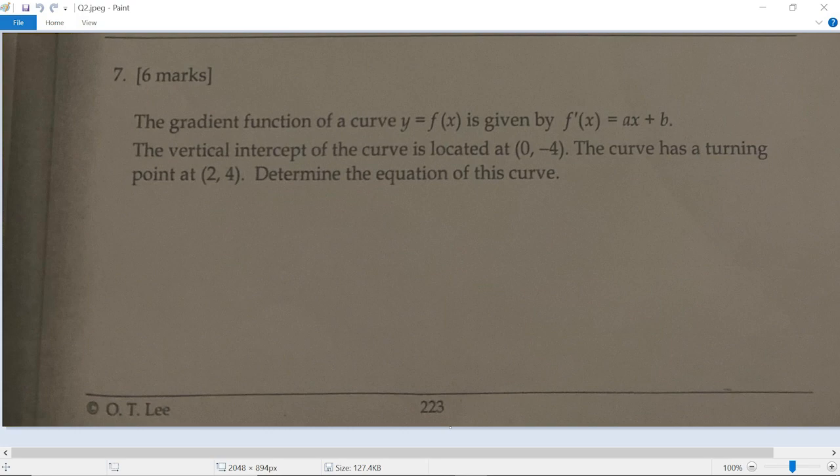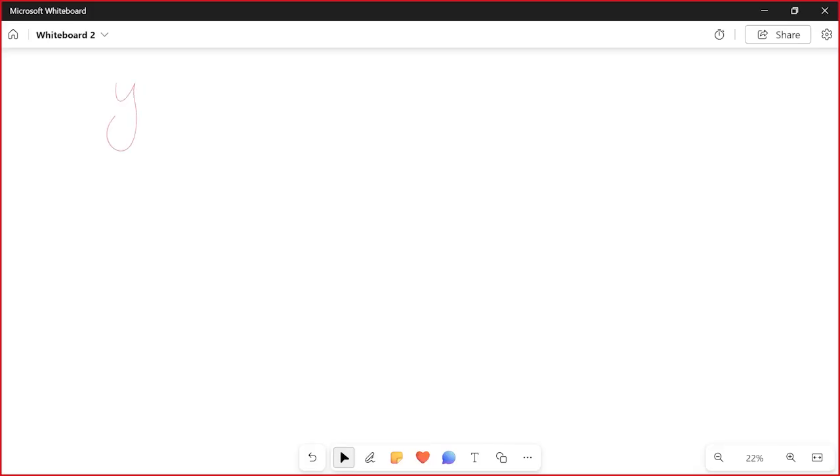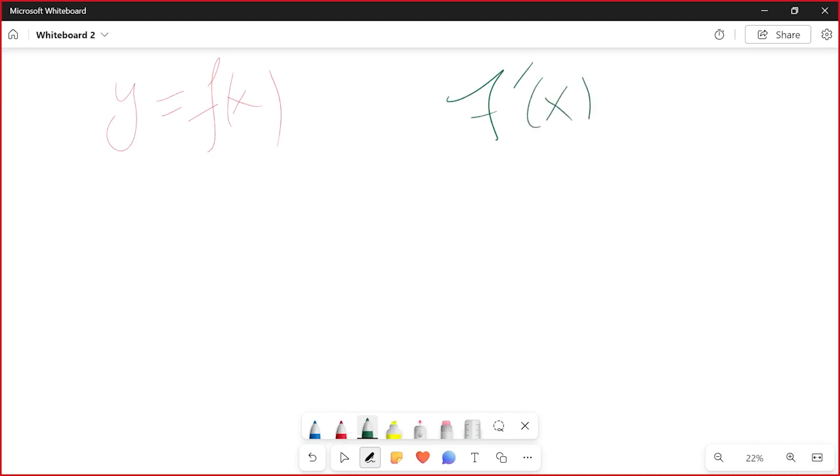Alright, and so I would try to do it as quick as possible. So it says y is equal to f x, right? Let me take another color. Are you able to see that? And f bar x, which is the derivative, is given and is equal to ax plus b. It's almost the same question as we did earlier.